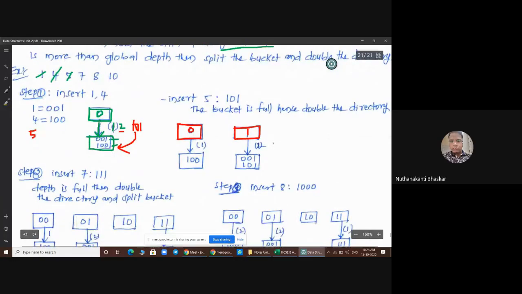Here, bucket 0 was already created, and it is not possible to insert, so we need one more bucket. After 0 we have only option 1, so I have created one bucket. Now how many values are there to insert into these buckets? 001, 100, 101. Now we have 2 buckets, so we have to apply hashing. If there is only one bucket, there is no chance to apply hashing.